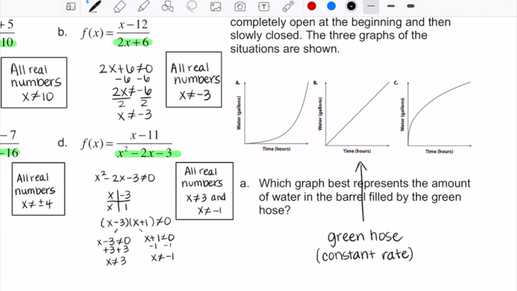Although you're not asked to answer this part of the question, you can also make a note here just for your own reference that if you needed to match all 3, A would match with the black hose because it was opened slow at first, and then C would match with the blue hose because it was opened completely at first and then slowly closed. All right, let's see.